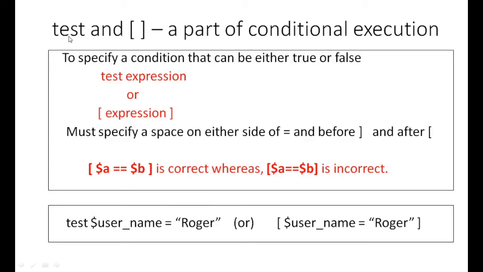Either you can have a test or square brackets, an open and close square bracket. You have to give the test condition, or the expression must be enclosed by square brackets. You can see that there must be a space after the opening bracket and before the closing one. So this is the correct way: $A equal to $B, but before that you have a space, and here you have a space. Whereas if you give it like this, it is incorrect. You will get an error. So you can use test $username equal to Roger, or $username equal to Roger enclosed within the square bracket.